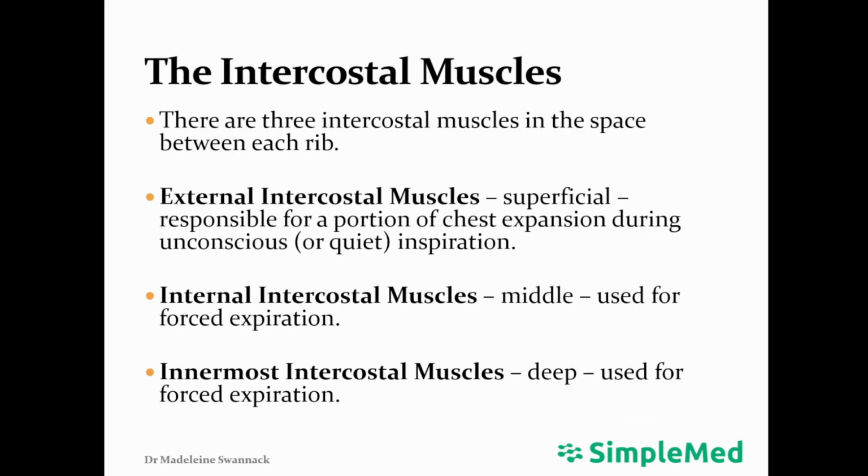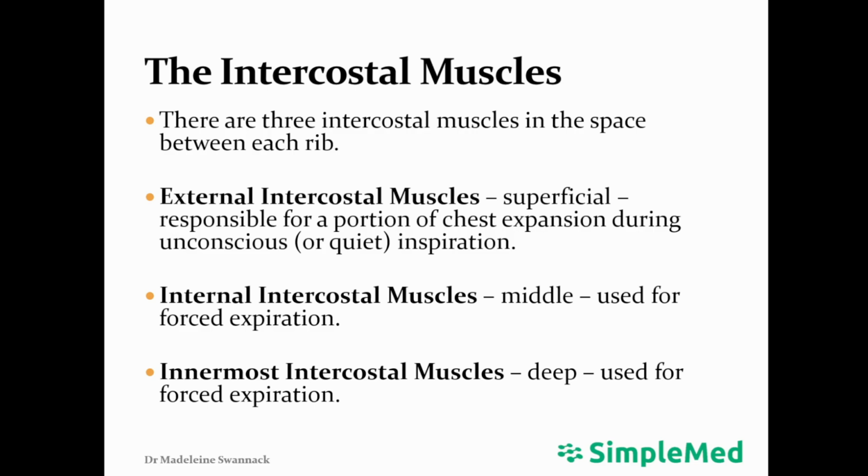There are 3 muscles found in each intercostal space, and they are all innervated by the intercostal nerves. These muscles are, from superficial to deep, the external, internal, and innermost intercostal muscles. The external intercostal muscles are the most superficial of all 3. The fibers from these muscles project inferiorly and anteriorly. The external intercostal muscles are responsible for a portion of chest expansion during unconscious or quiet inspiration.